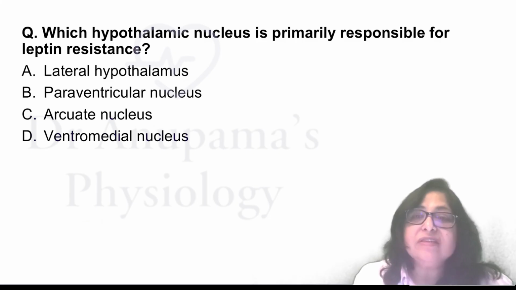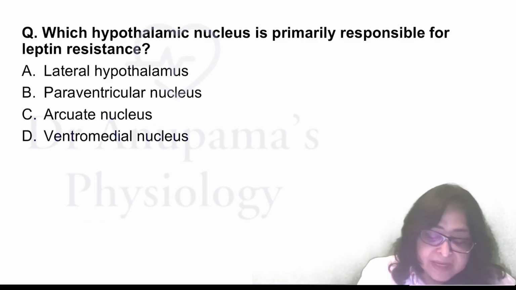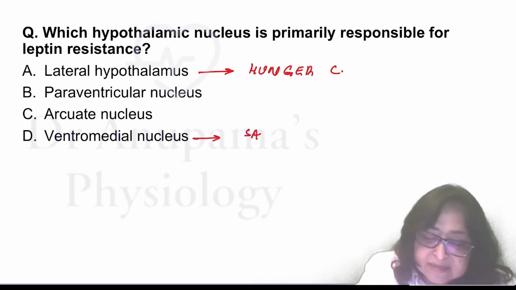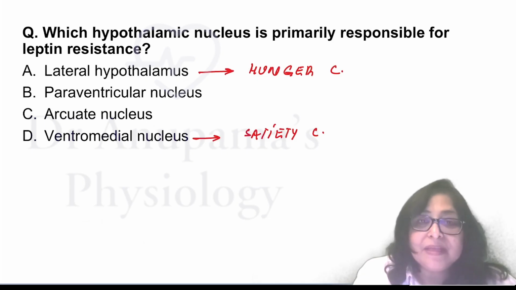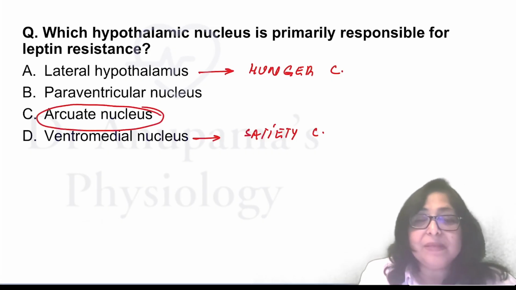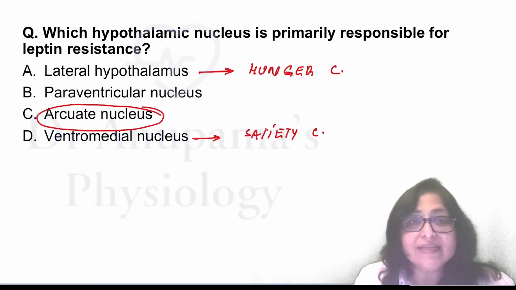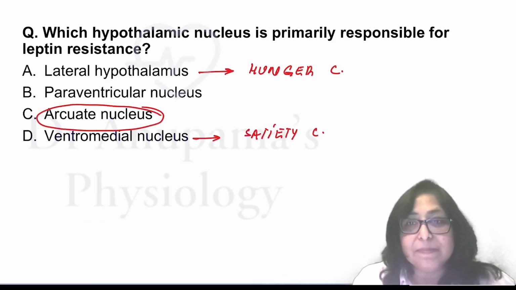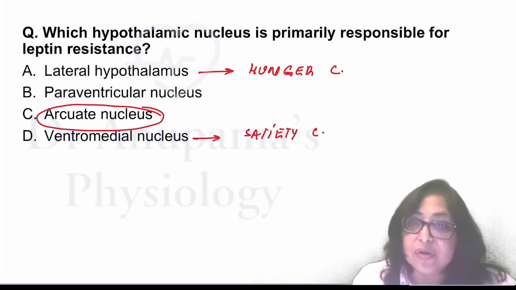Now, which hypothalamic nucleus is primarily responsible for leptin resistance? We know that the hunger center is the lateral hypothalamus. Ventromedial nucleus is the satiety center. The answer here is neither lateral nor ventromedial. It's in fact the arcuate nucleus, because leptin, which is secreted from the adipocytes, acts on the arcuate nucleus. The paraventricular nucleus is involved in the integration of signals from the arcuate nucleus. So the answer to this is arcuate nucleus.